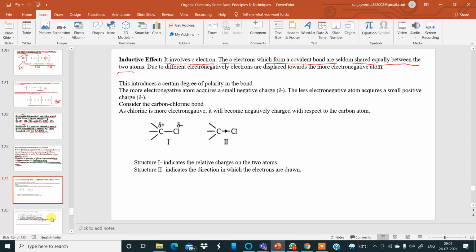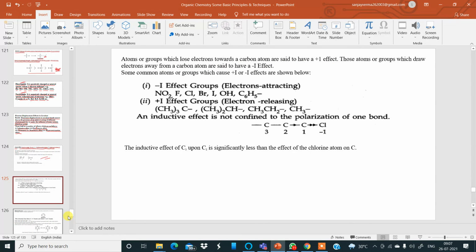Between the two atoms, due to difference in electronegativity, electrons are displaced towards the more electronegative atom. This results in the inductive effect. There are two types, plus I and minus I. You can read through this carefully on your own. Moving to the next slide.